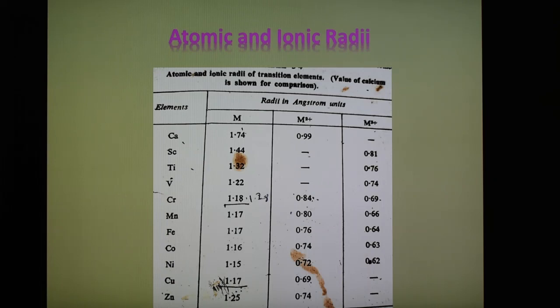This is due to the screening effect of 3d electrons. The additional nuclear charge tends to pull the electrons inward, while the inner 3d electrons screen the outer 4s electrons from the inward pull of the nucleus.